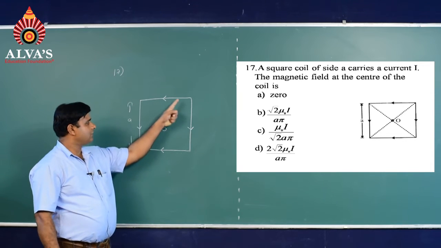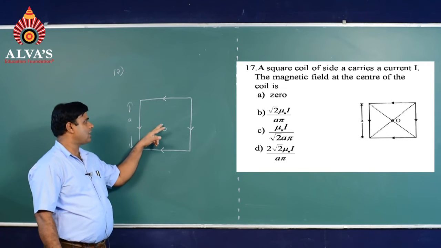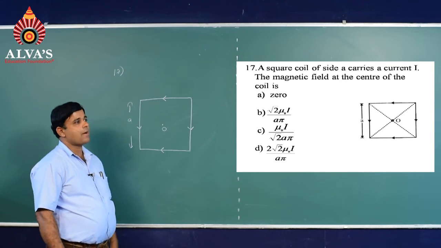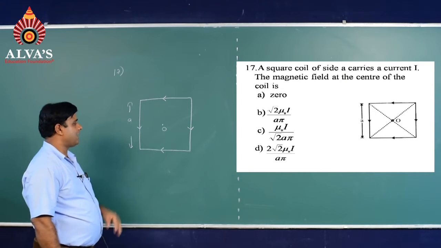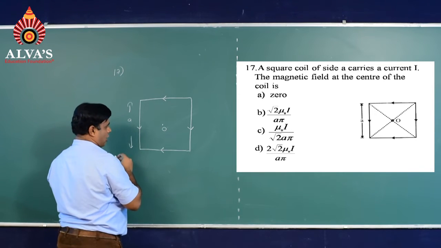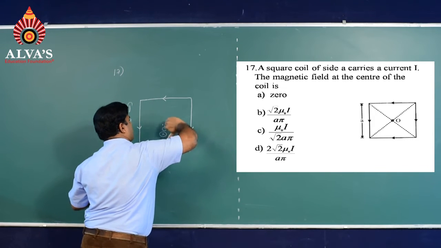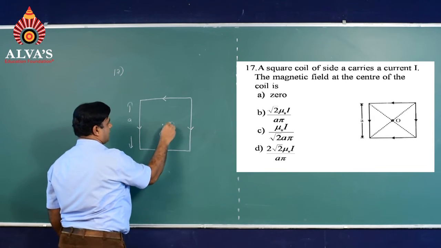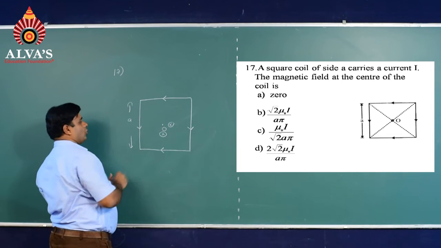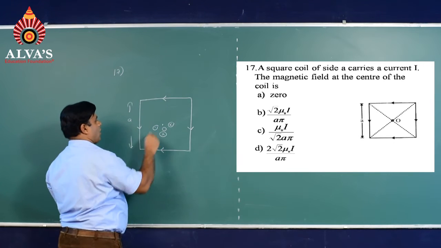You can split the square coil into 4 straight conductors. They are at equal distance from O, so they should produce the same magnetic field. Now check the direction of the field. Field due to this arm is inward. Field due to this arm is also inward according to right hand clasp rule. Field due to this arm is outward. Field due to this arm is also outward.